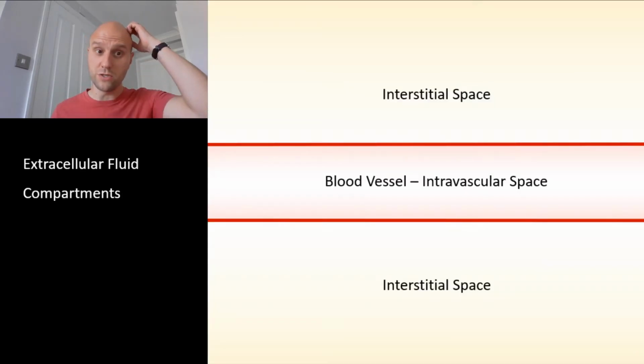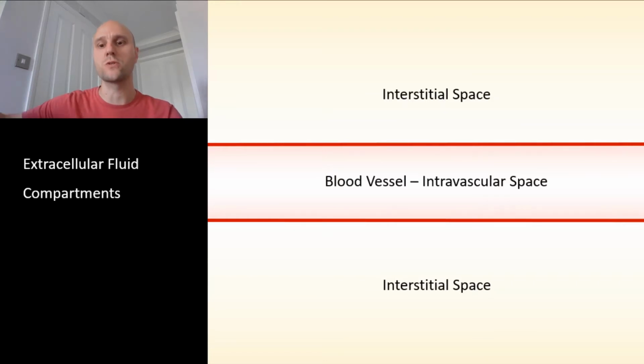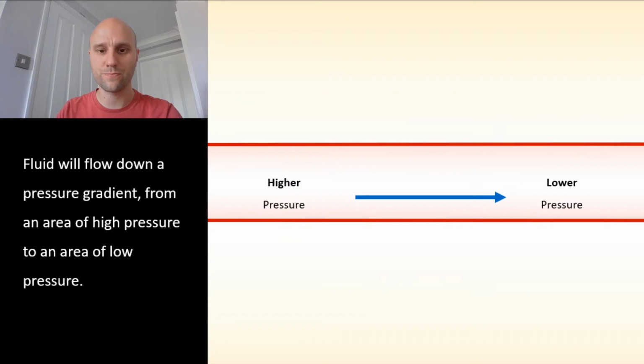So I'm going to introduce you to another oversimplified diagram. You'll see through the middle we've got a blood vessel, and within there we've got the intravascular space, and either side of that we've got some interstitial space. So that's the space between the blood vessels and the cells. Okay, so this is all extracellular fluid compartments.